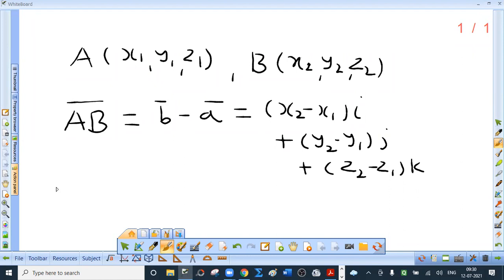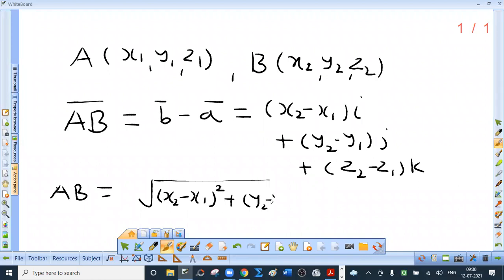Right. Now, what is magnitude of vector AB? We have seen the working rule. It is square root of sum of the squares of components of R bar or AB bar in this case. So it is root of x2 minus x1 square plus y2 minus y1 square plus z2 minus z1 square. This is nothing but distance formula in case of 3D geometry. I hope this is clear to you. You have to remember that what is AB bar? AB bar is nothing but position vector of B with respect to A. So AB bar is B bar minus A bar.